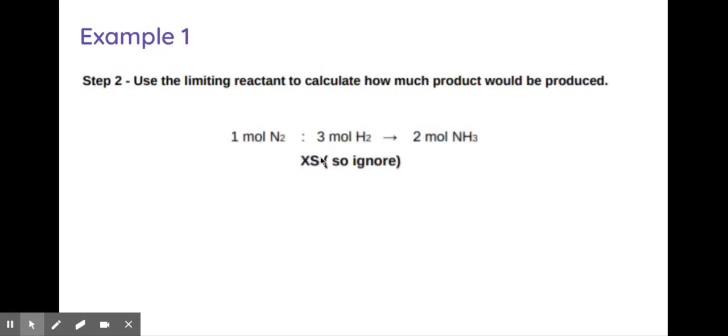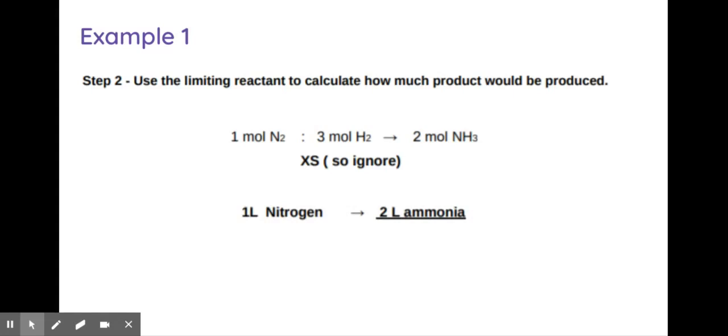Okay, so what you can actually do is in this situation, I've just put it underneath, but if I'm writing this out on paper, I will usually put a big XS through the reactant in excess so that I remember to ignore that reactant. So here we have 1 mole of nitrogen gas produces 2 moles of ammonia gas. We have 1 litre of nitrogen, so that will produce 2 litres of ammonia.